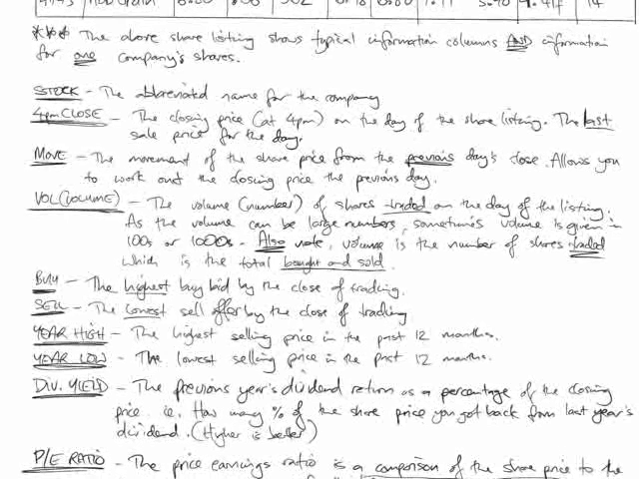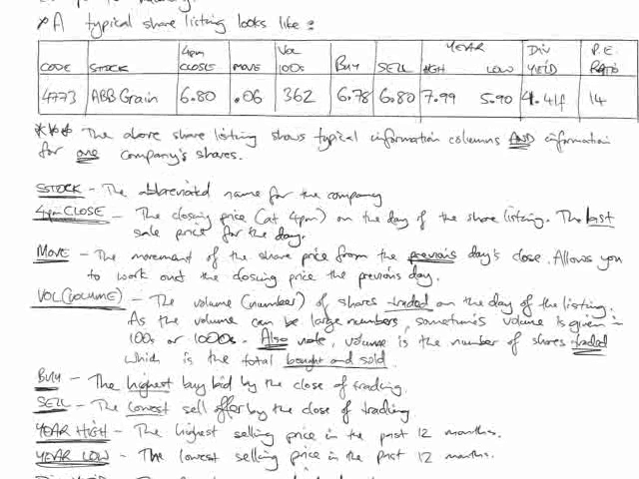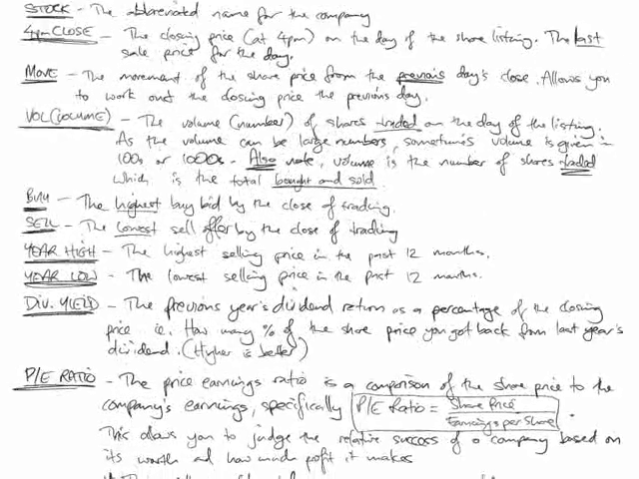Move is the movement of the share price from the previous day's close. It allows you to work out the closing price from the previous day. So sometimes it's going to be positive, sometimes it's going to be negative. In this case, it's a positive 0.06. So it went up by 6 cents from yesterday's closing price.